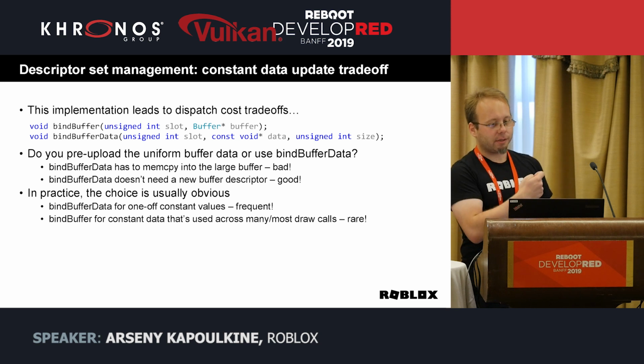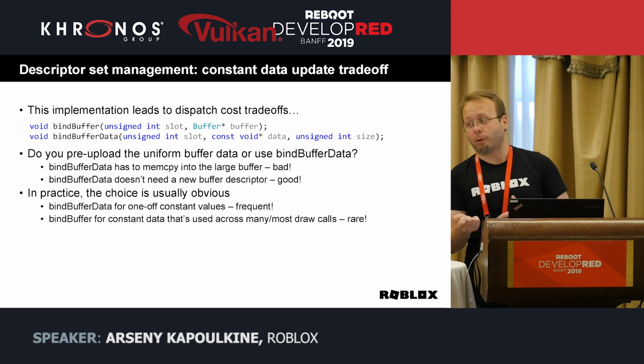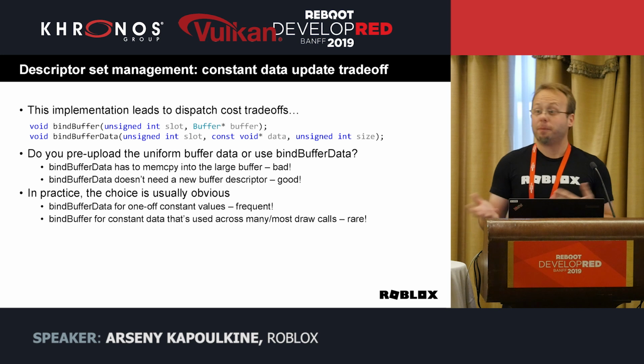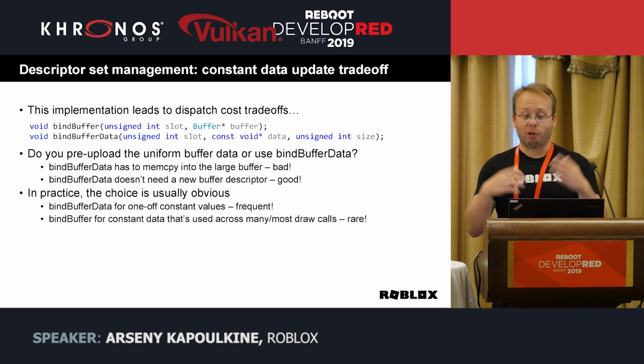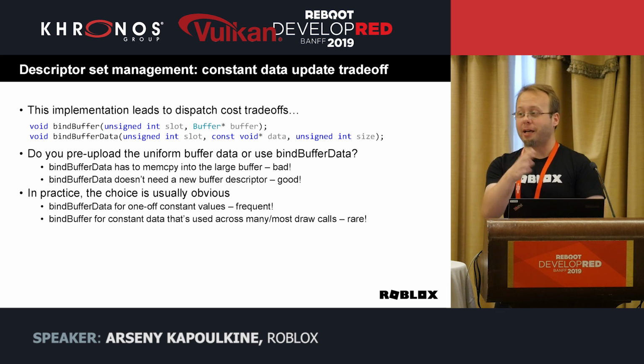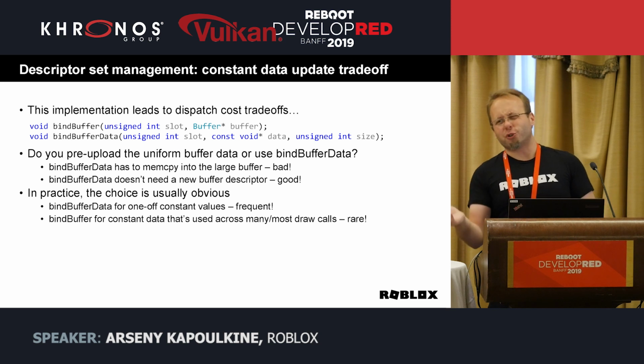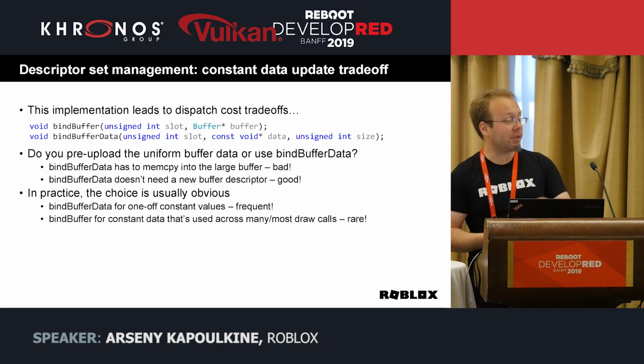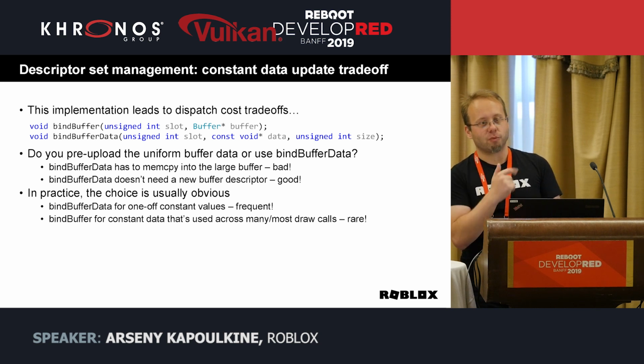The second call is optimal from this perspective, but it's suboptimal because you have to copy this data into this shared ring buffer every time you call this. Which generally speaking results in a pretty obvious trade-off. If you have a lot of data and it's used many times in different draw calls in a frame, you probably shouldn't copy this data many times, so you should just upload it once and then use bind buffer. Otherwise, if you have little bits of data, just use bind buffer data.